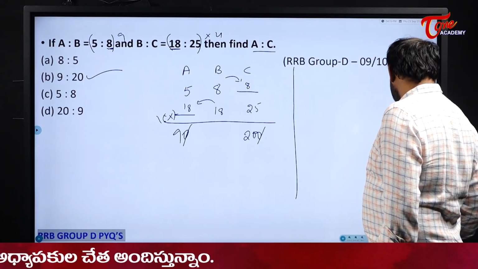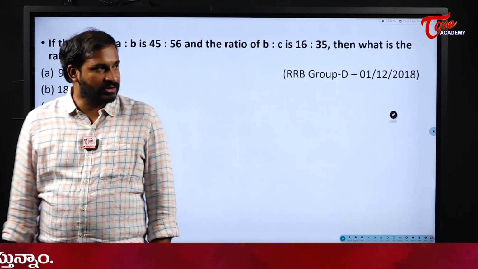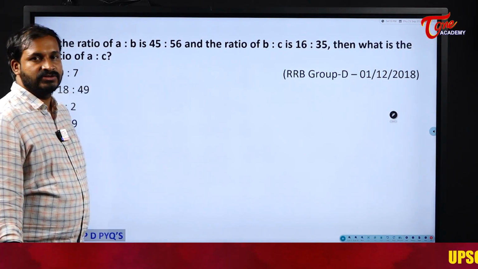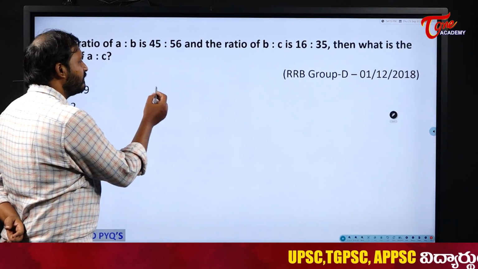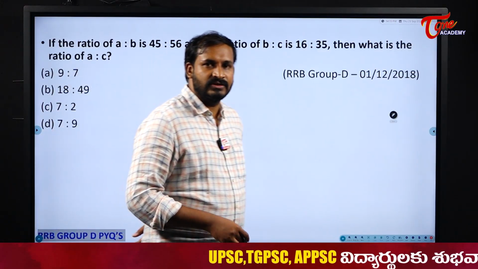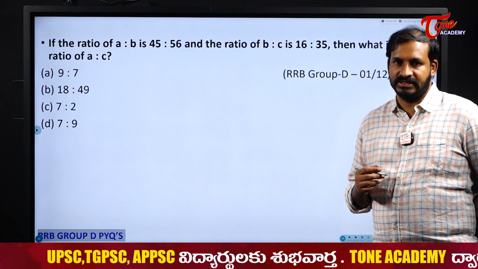Next one. If the ratio of A:B is 45:56 and the ratio of B:C is given, then what will be the ratio of A:C? Similar type of questions. Solve it by yourself, students. You know the method. Just solve it and mention the answer in the comment section.